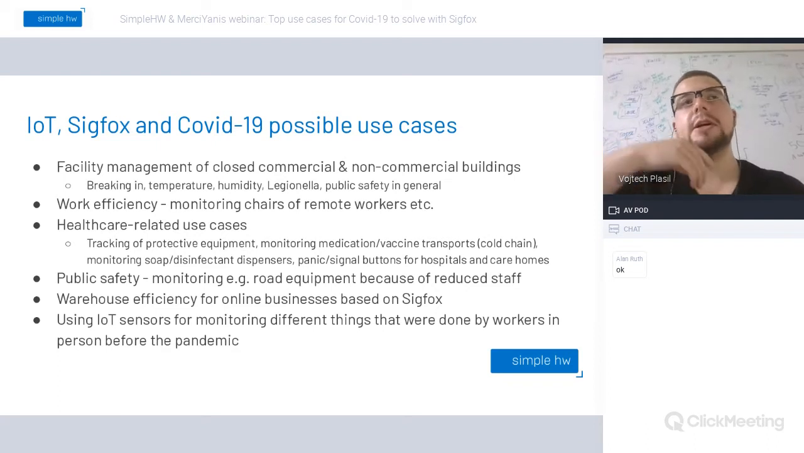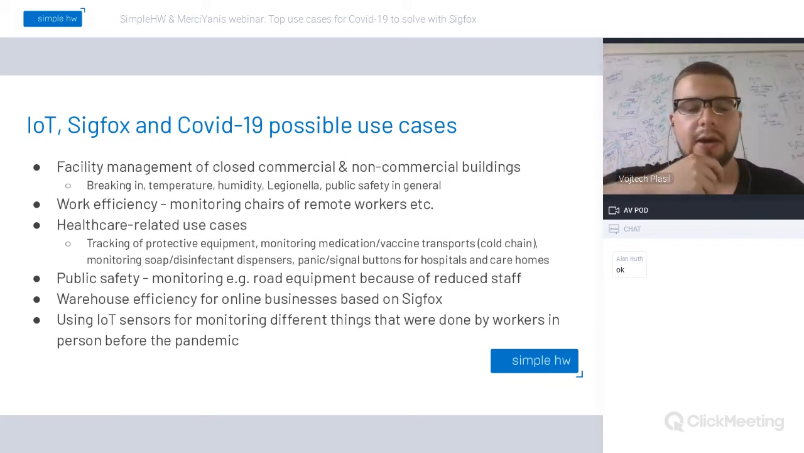And you could have devices that monitor the tilt of road signs, for example, instead of a guy that goes and checks every single road sign in his area that he's supposed to take care of. It can be solved by devices that can work on Sigfox. So I think I put this point in here because of that.